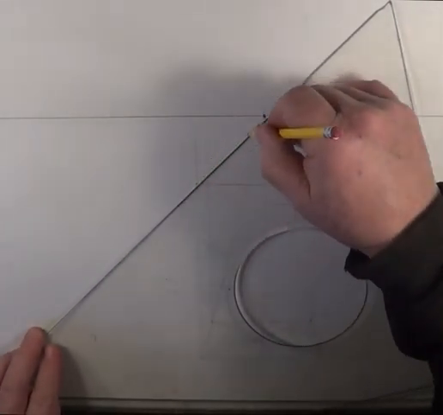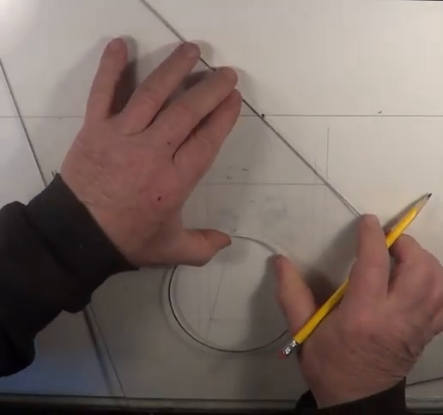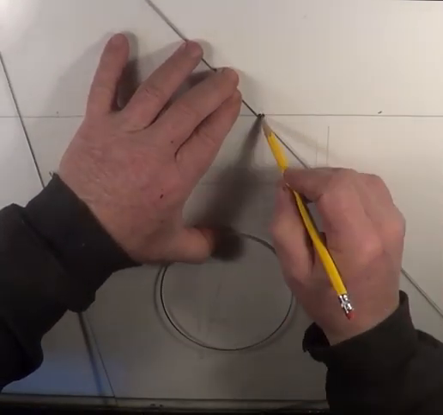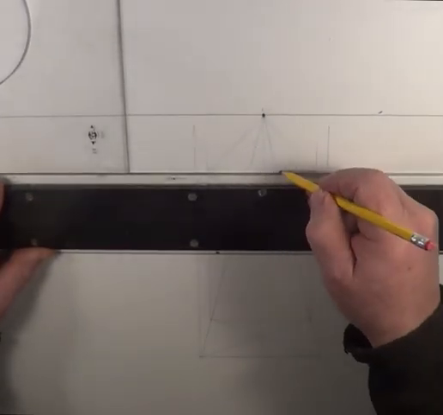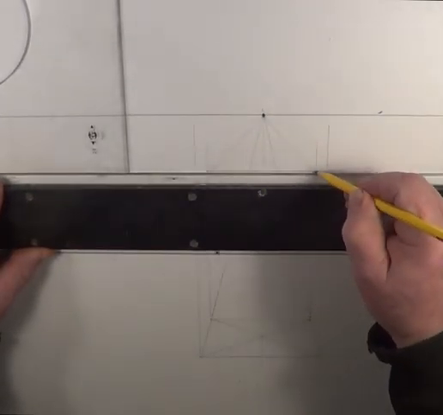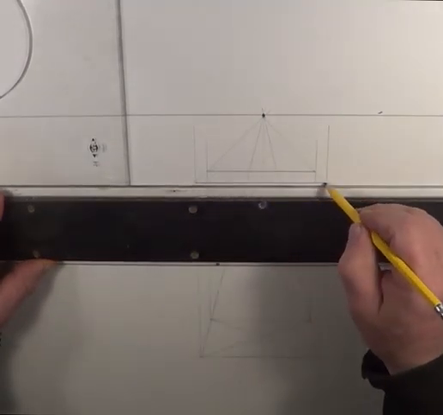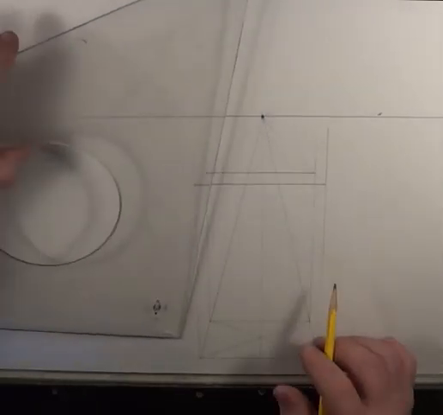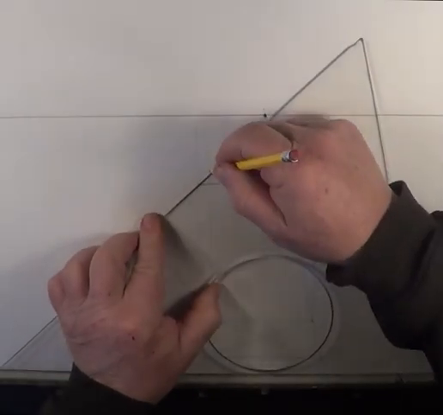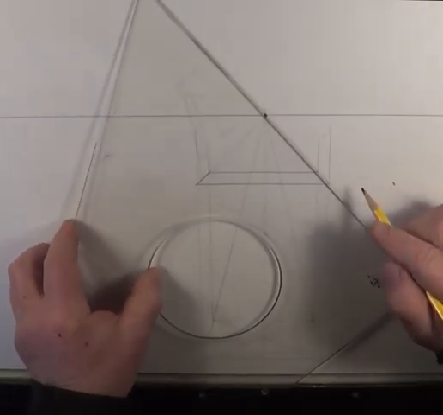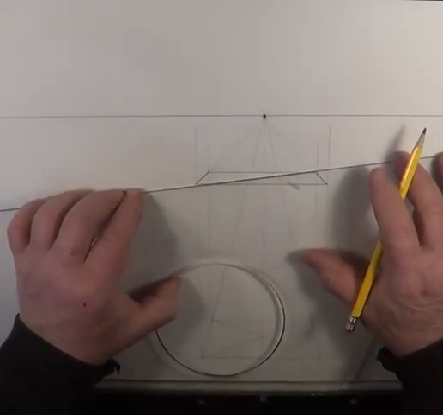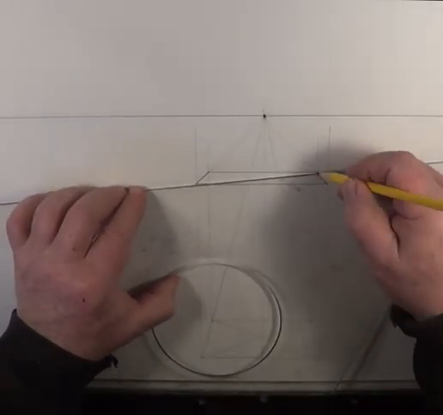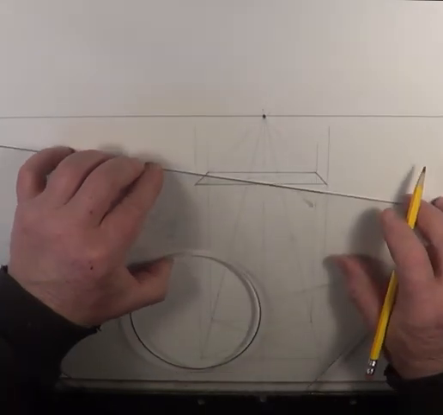So I'm going to go back to the vanishing point here and back to the vanishing point here. Draw my lines across here and here. That now represents the back edge of the box. So now we have a rather shallow box at the top, and I'm locating the center of that.